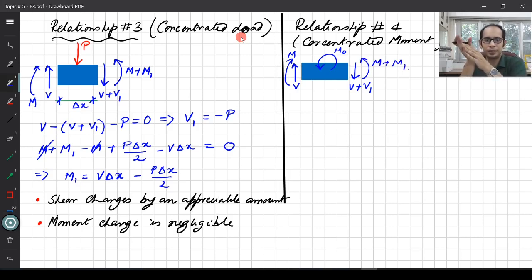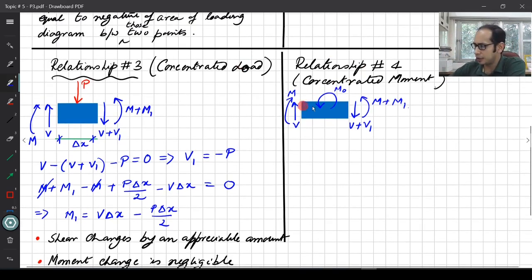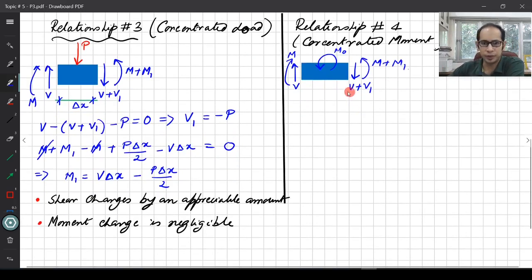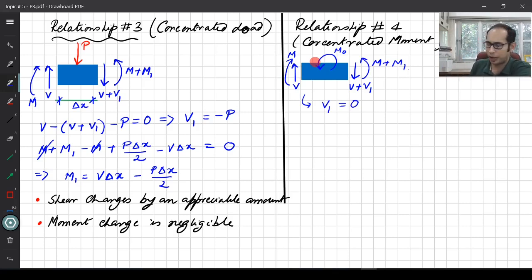Now, if you balance the forces in the vertical direction, or essentially the shears, you can quickly tell that your V1 goes to 0 over here, because there is no point load over here, and this V and this V cancel. So your V1 is essentially 0. That means that the shear has absolutely no change at all. Now let's take a look at the moment.